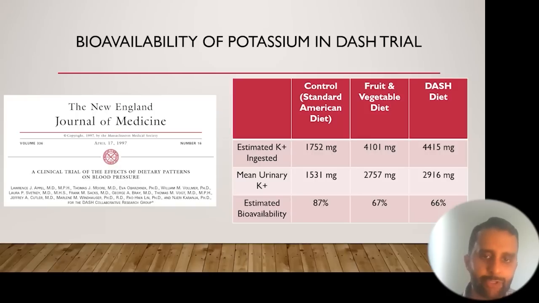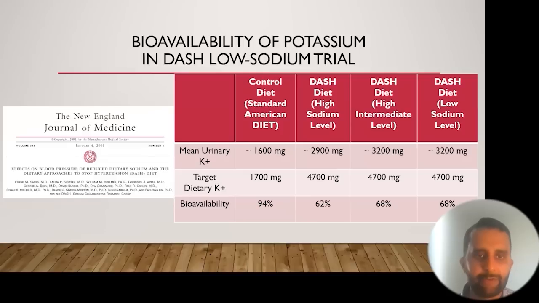One of them is the DASH trial. That bioavailability number of potassium is in the mid 60s, or a little bit more than 60%. For a standard American diet, it's about 87%. For those on the DASH diet or eating a portion of the DASH diet, it's 67%. So you get a number that's in the mid 60s in terms of potassium bioavailability. That may be due to the cell wall issue, maybe due to fiber or something else, but that number is recurrent in the literature.